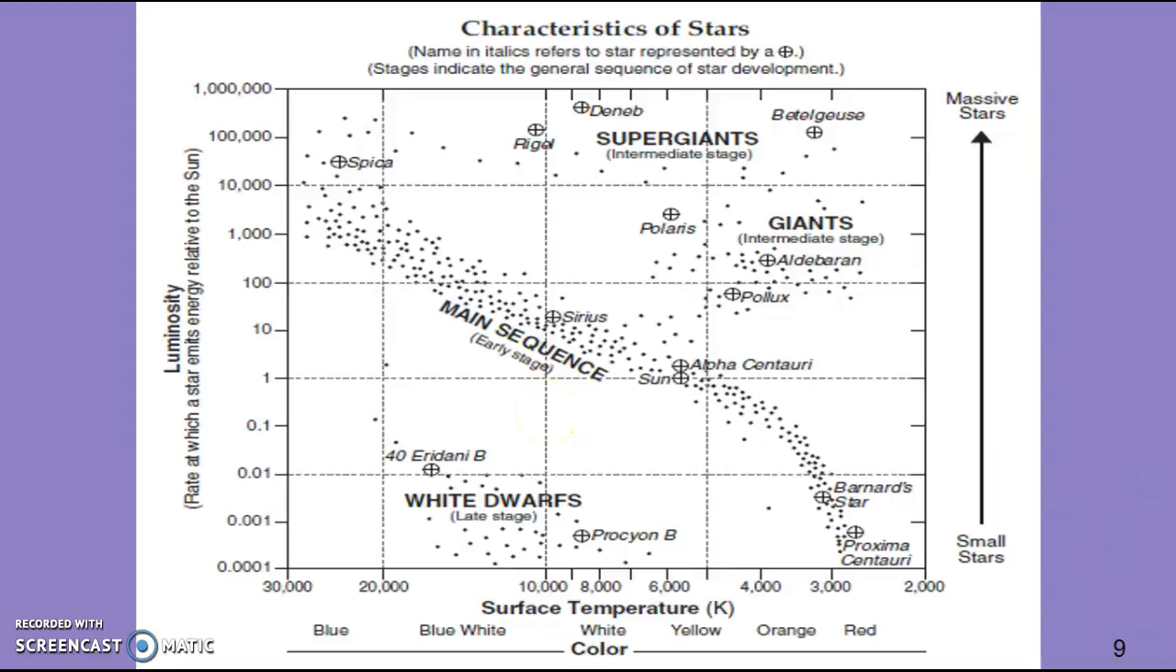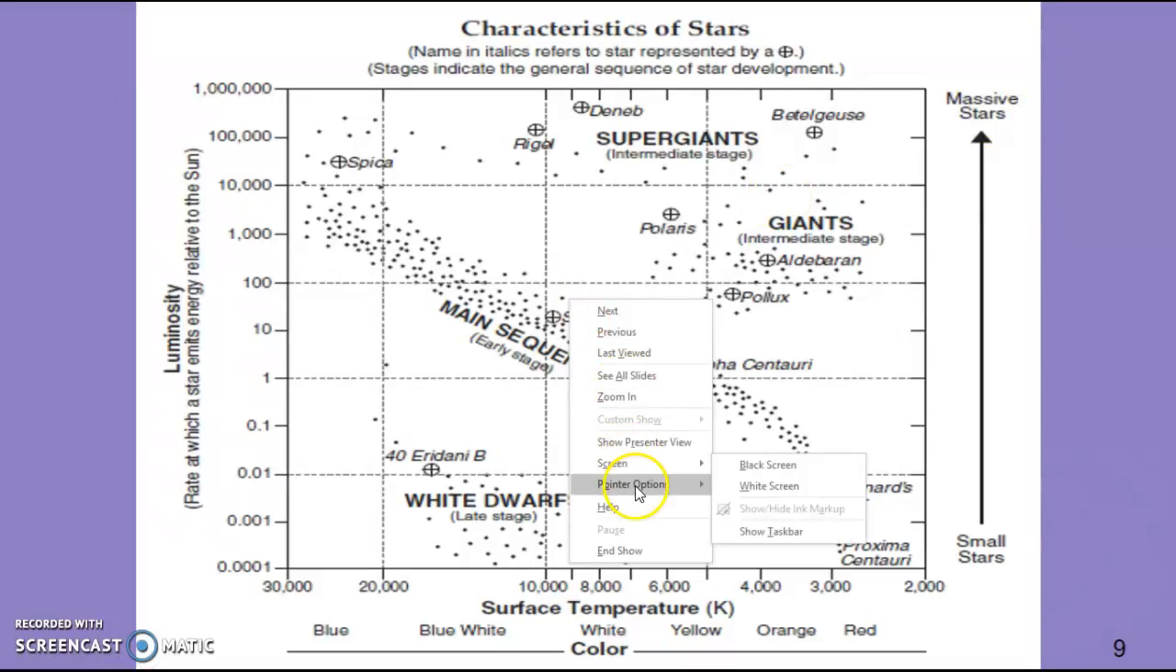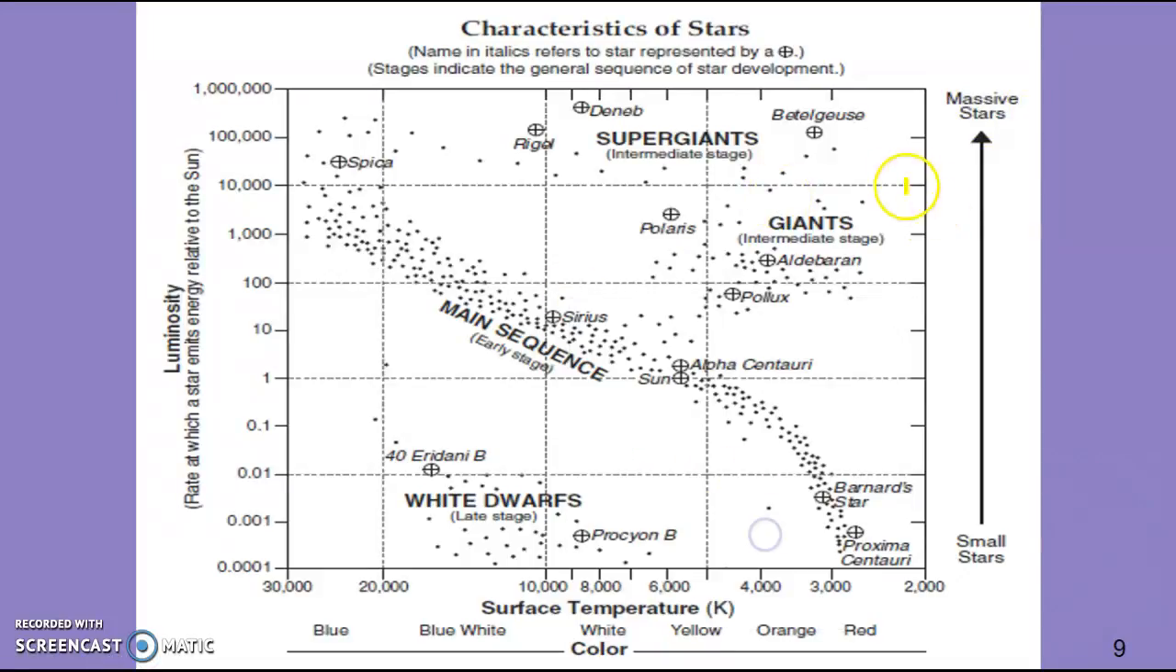So here's our star chart. We've got main sequence stars here. I've got color and temperature at the bottom. I've got the size of stars on the right. And I've got their luminosity or brightness on the left. So you can see here that what it really comes down to is very important: the more massive they are, the brighter they are.